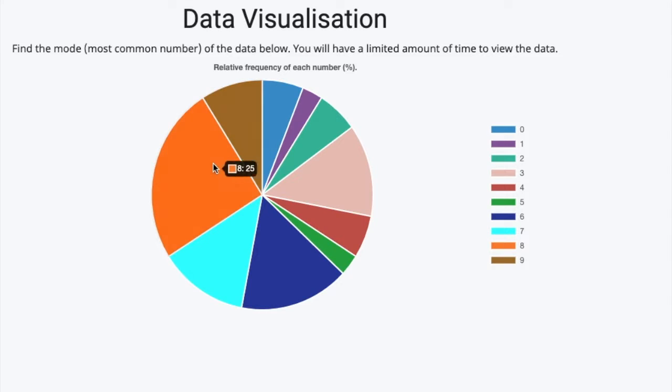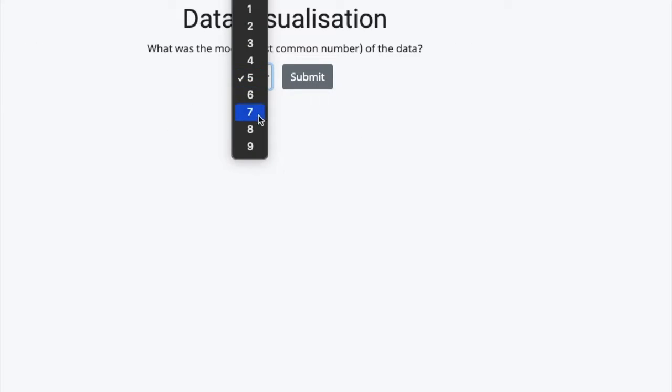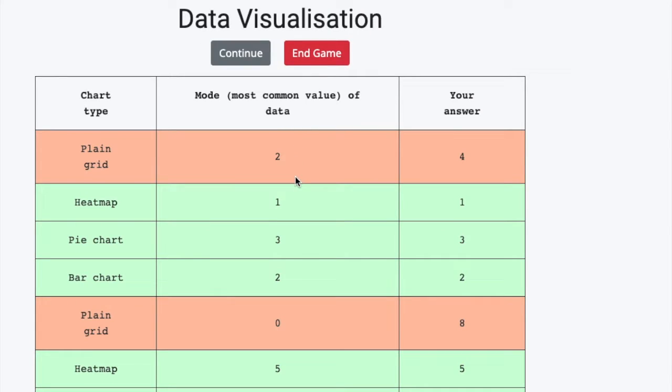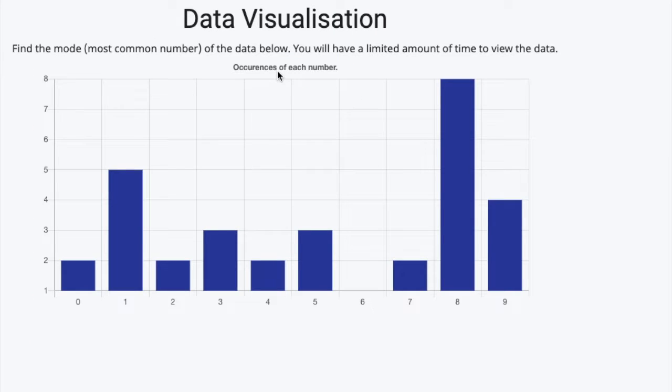All right, pie chart. Okay, this time it looks like orange. Definitely orange. 8. Oops. 8. Okay, let's try it again. Bar chart. 8. Really obvious.